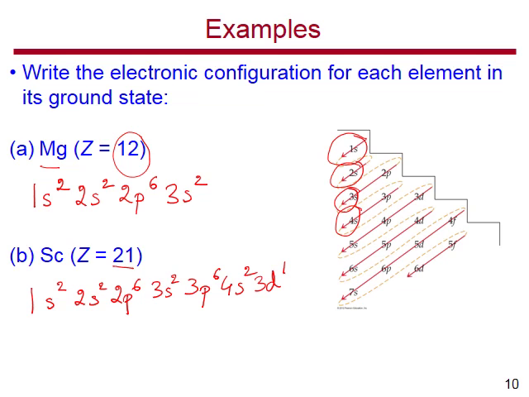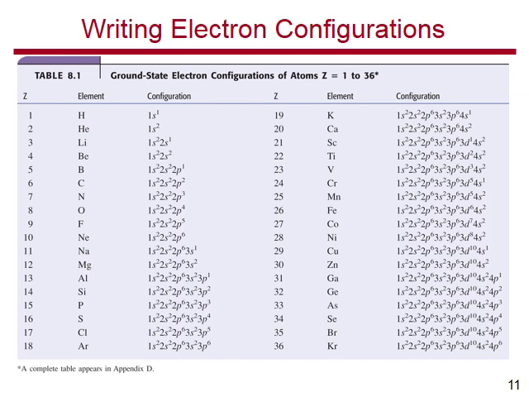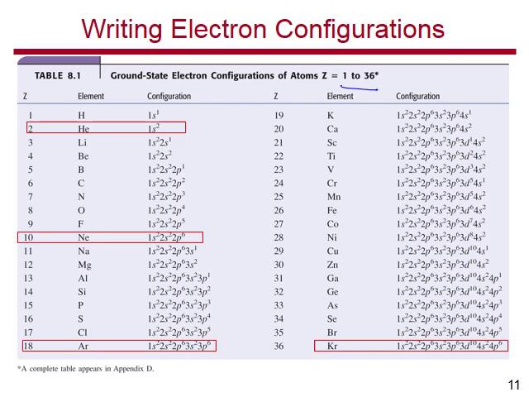Alright? Now you can also rewrite this as 1s2, 2s2, 2p6, 3s2, 3p6, 3d1 and 4s2. But just remember that the electrons will occupy the 4s first before they occupy the 3d. Here are the ground state electron configurations for elements with atomic number ranging from 1 to 36. What I would like you to note are the electron configurations of the noble gases, which have completely filled subshells.